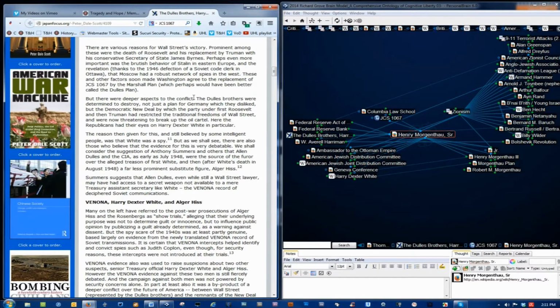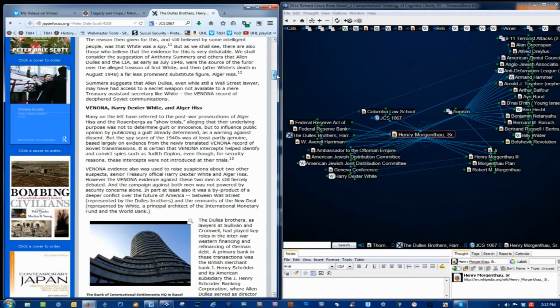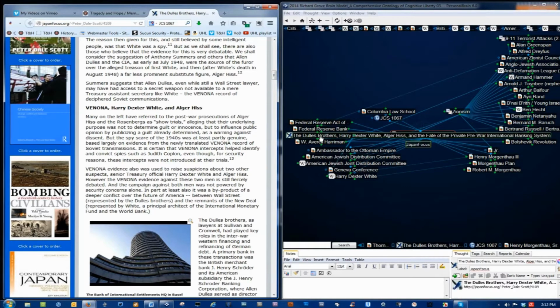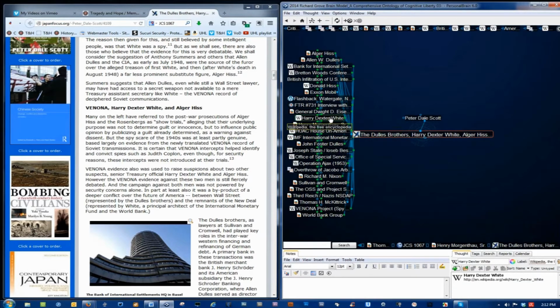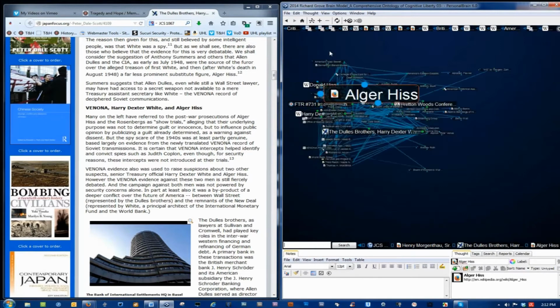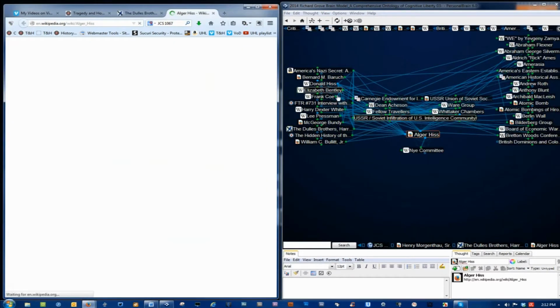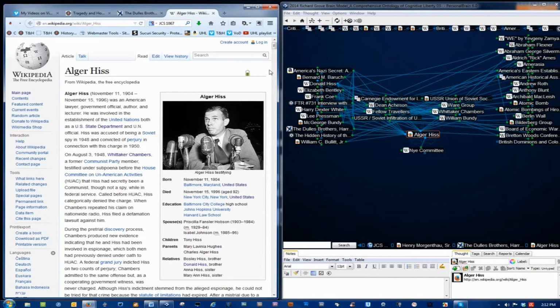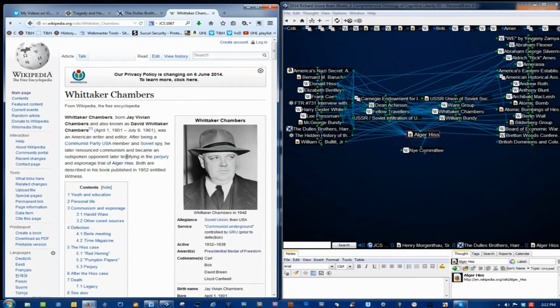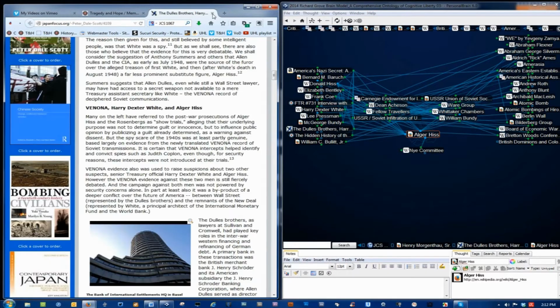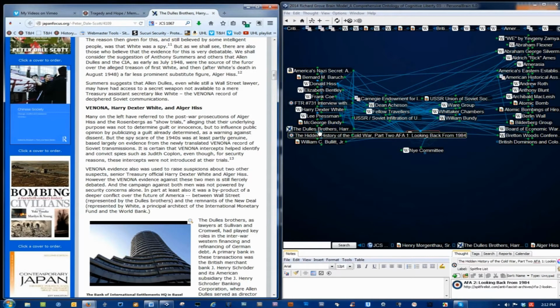We shall consider the suggestion of Anthony Summers and others that Allen Dulles and the CIA, as early as 1948, were the source of the furor over alleged treason of first White, and then after White's death in August 1948, a far less prominent substitute figure in Alger Hiss. Summers suggests that Allen Dulles, even while still a Wall Street lawyer, may have had access to a secret weapon not available to a mere Treasury assistant secretary like White, the Venona record of deciphered Soviet communications.